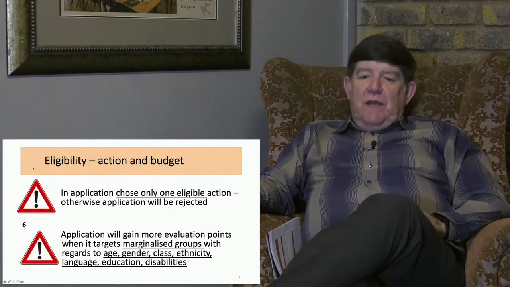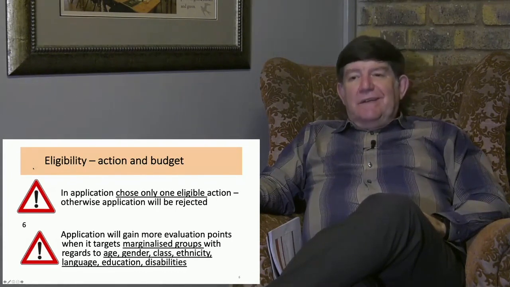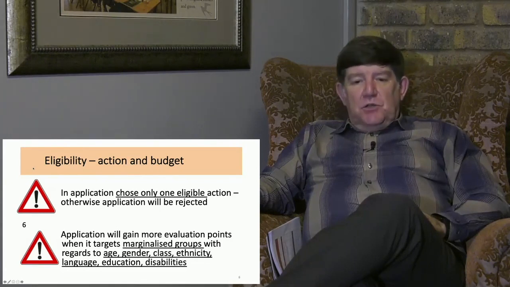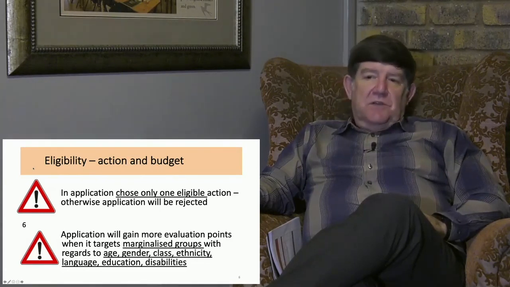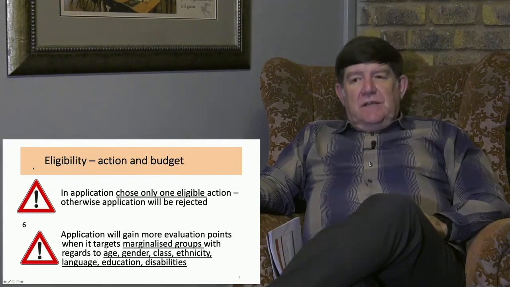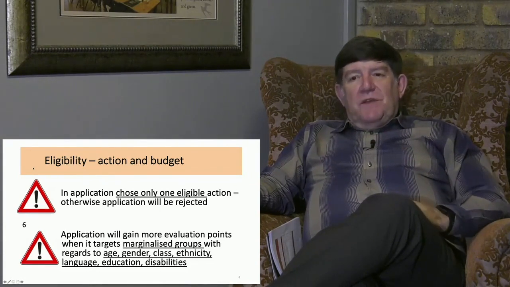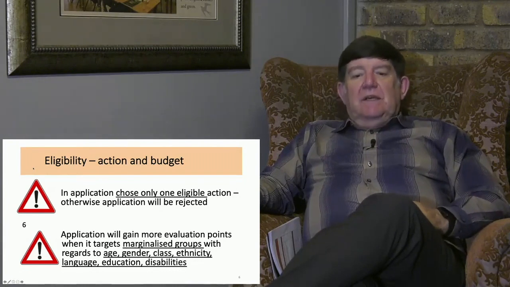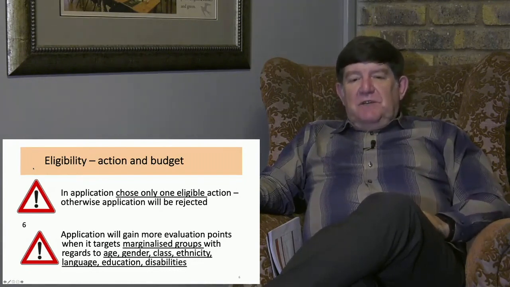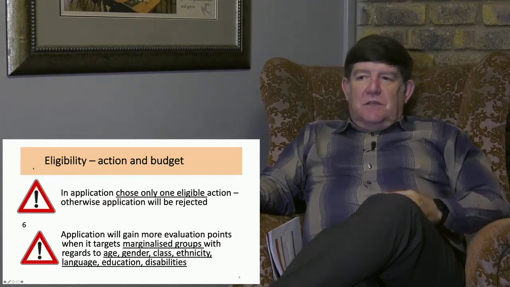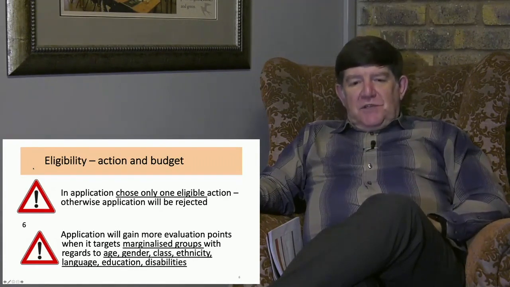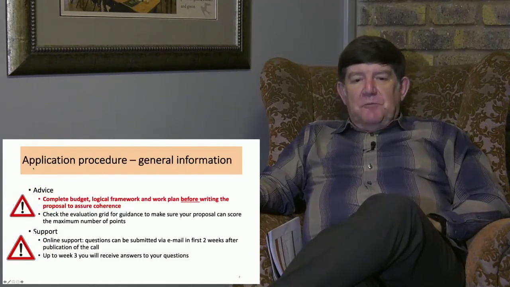The application will gain more evaluation points when it targets marginalized groups with regards to age, gender, class, ethnicity, language, education, and disabilities. So think, we've just spoken, who will be the beneficiaries of my project. Here's an opportunity to specifically focus and gain some additional evaluation points, which might just give you the edge to have your project selected as one of the 4 core projects that will be awarded per country.